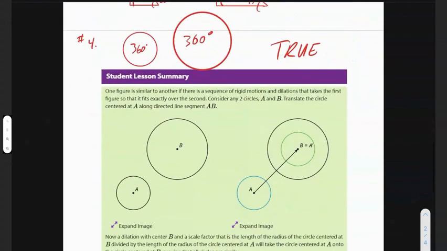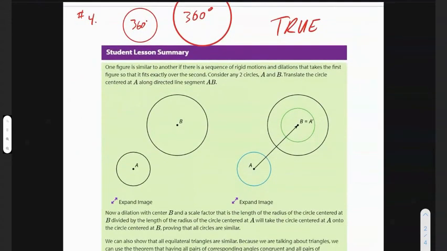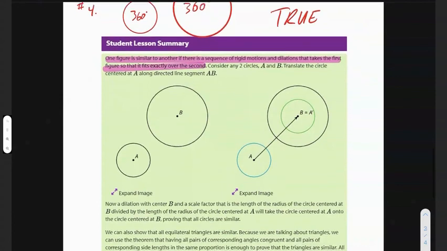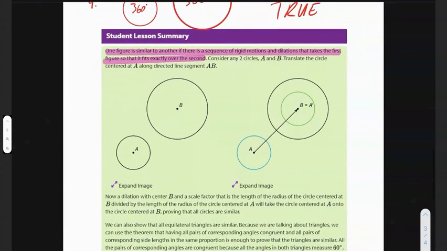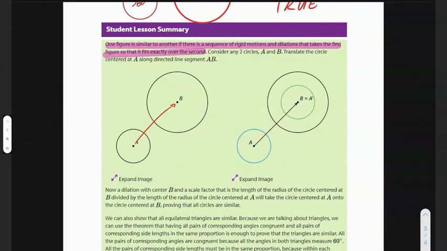Okay, so in summary, one figure is similar to another if there's a sequence of rigid motions and dilations that take the first figure so that it fits exactly over the second. Okay, and that's the definition from, I believe, lesson 6. One of your classwork questions involved that. All right, consider any 2 circles, for example, A and B. Translate the circle. So notice how they do a translation, right? And then a dilation would make the smaller circle larger, and it'll fit perfectly around the larger circle.